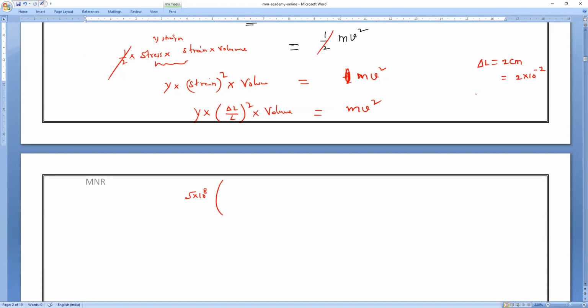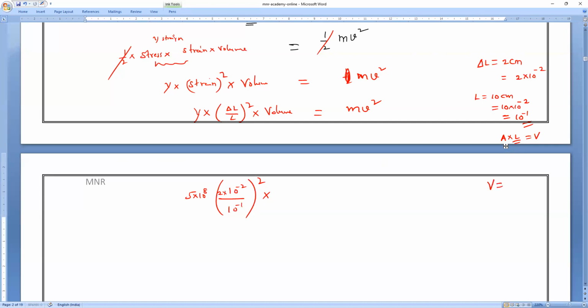Next, length. Length means the original length, 10 centimeter, which is equal to 10 into 10 power minus 2, which is 10 power minus 1. So 2 into 10 power minus 2 divided by 10 power minus 1, whole square, into volume. Volume means area into length.